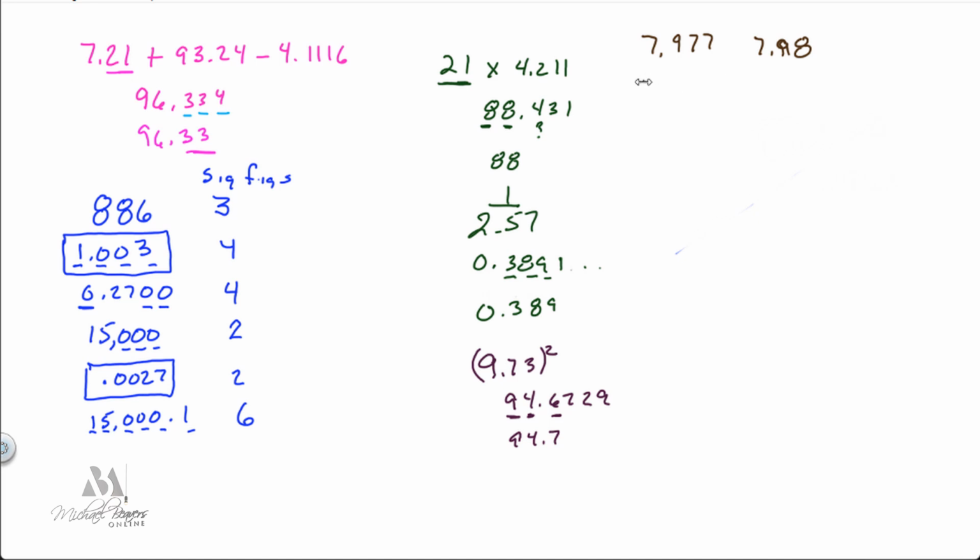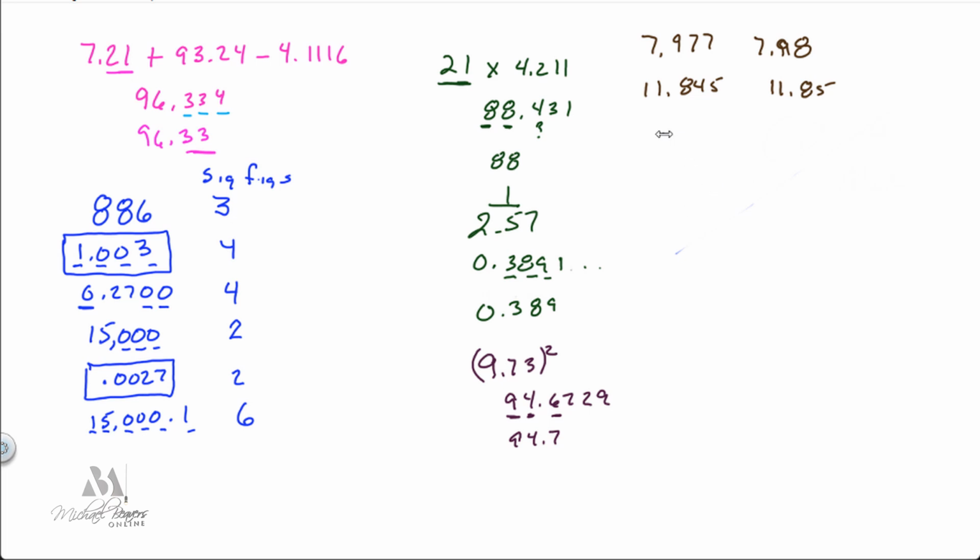What about 11.845? We want to go to 2 decimal places. So we look at the third decimal place. It's a 5. Let's go ahead and round up. And so we end up with 11.85.